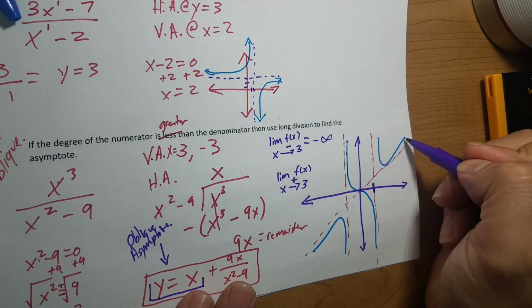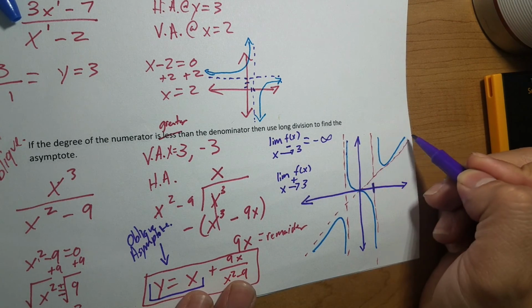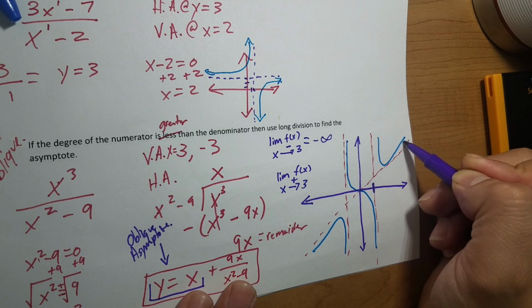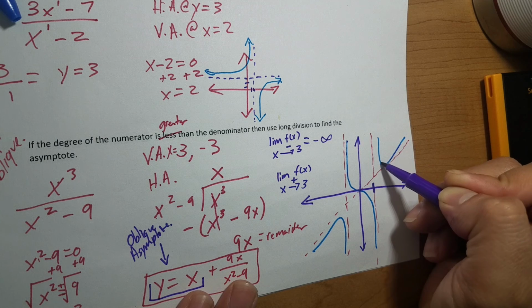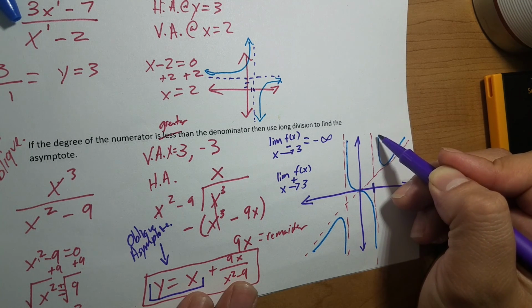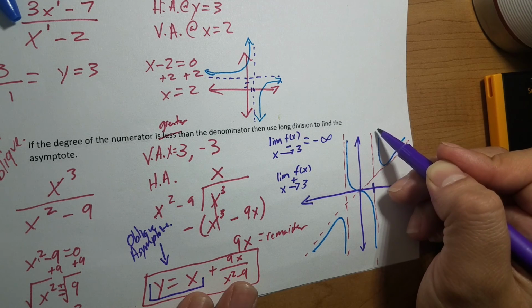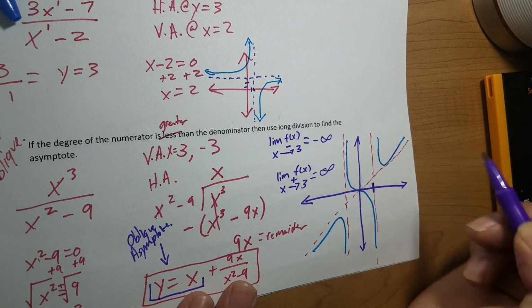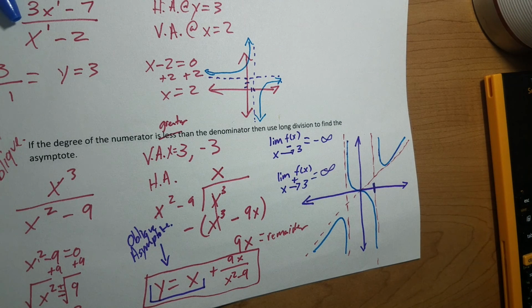Okay, and the closer I get to 3 as I approach from the positive side, so I'm, again, just writing the little blue line, and I'm getting closer and closer to positive 3. What happens to my graph? It goes up towards what? Positive what? There you go. It goes up towards positive infinity.